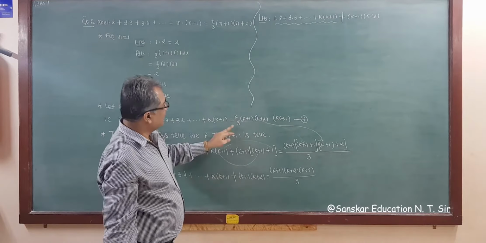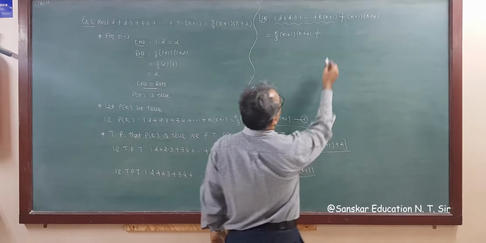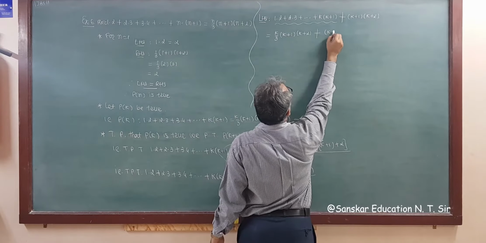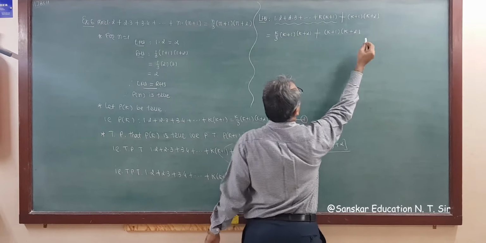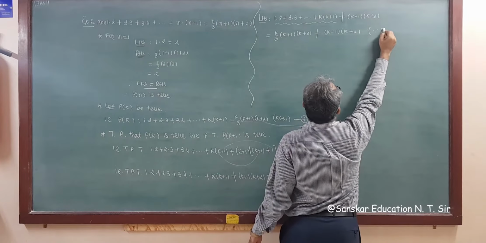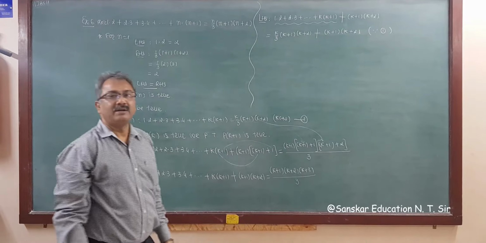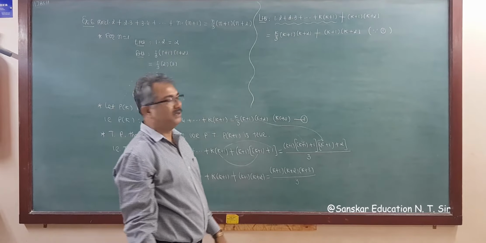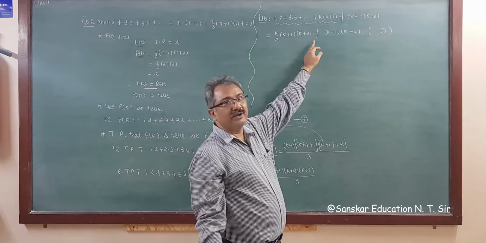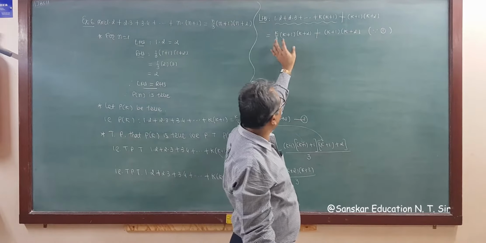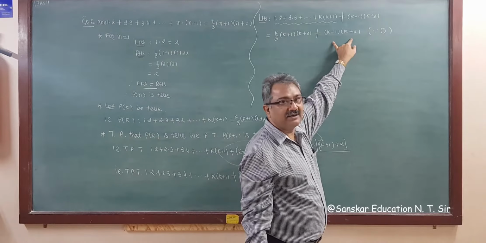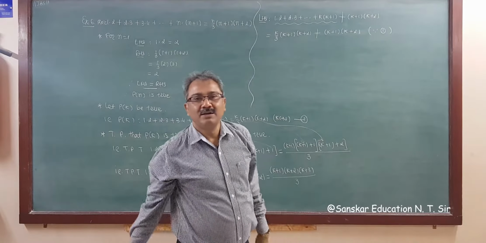This is k plus 2, and plus, this is k plus 1, k plus 2. How does this come? By result number 1. See here, I am putting the big plus notation. Why? Because these terms and these terms are different. That's why I use the big notation.